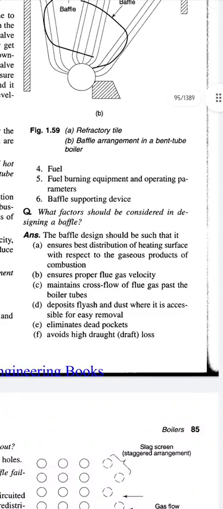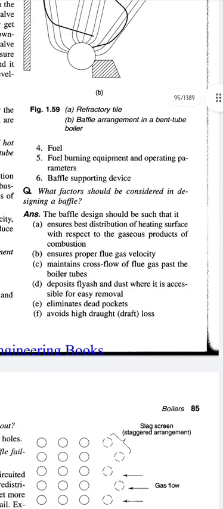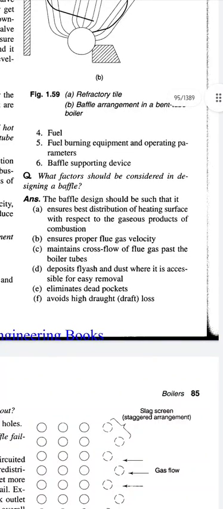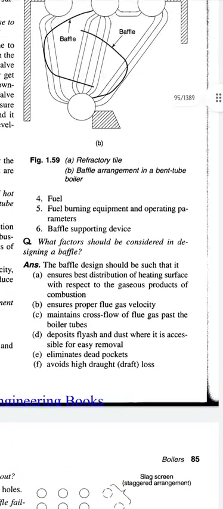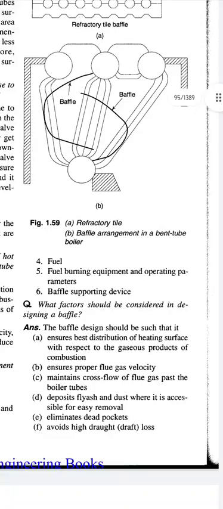And question: what factors should be considered in the designing of baffles? Answer: the baffle design should be such that it ensures best distribution of heating surface with respect to the gaseous products of combustion, ensures proper flue gas velocity, maintains cross flow of flue gas past the boiler tubes, deposits fly ash and dust where it is accessible for easy removal, eliminates dead pockets, and avoids high draft loss.